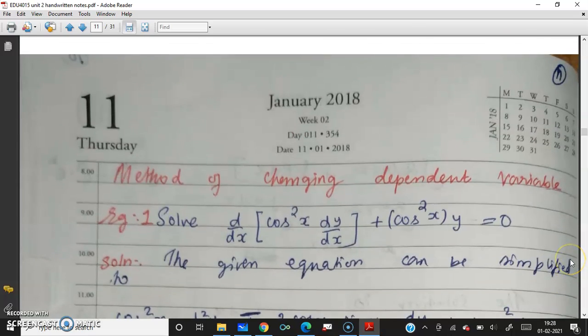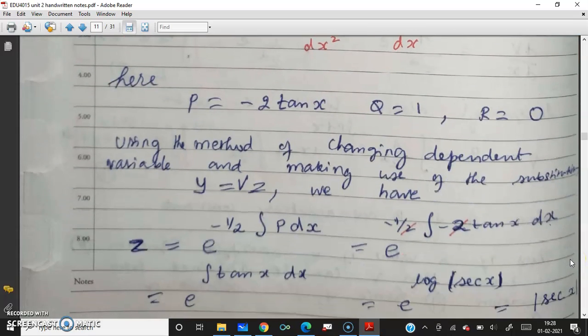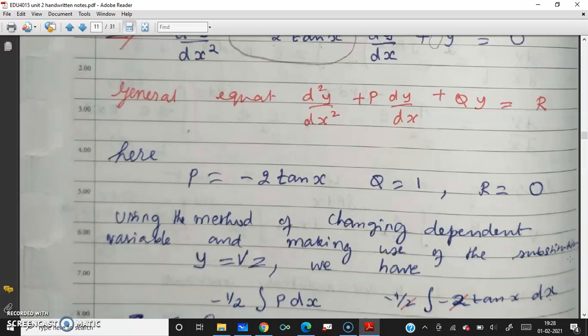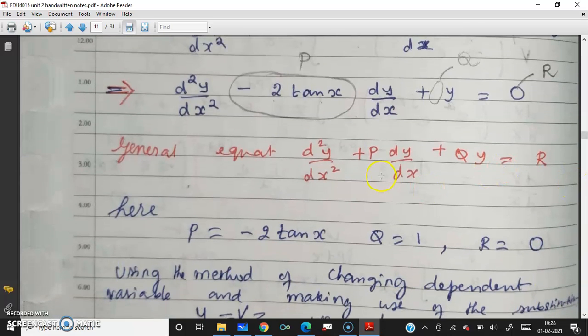That is, you can use this changing dependent variable form, right? And you can find what is p, what is q, and what is r. Compare these two equations. If you compare these equations, what is p? P is nothing but minus 2 tan x. What is q? It is 1. What is r? It is 0.